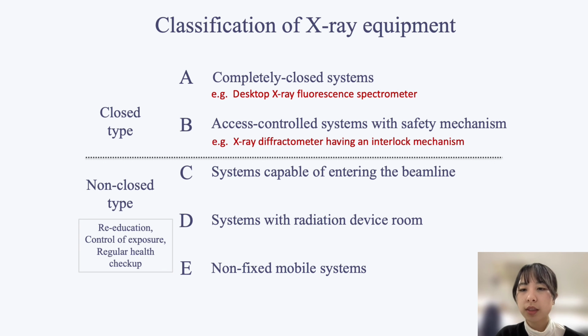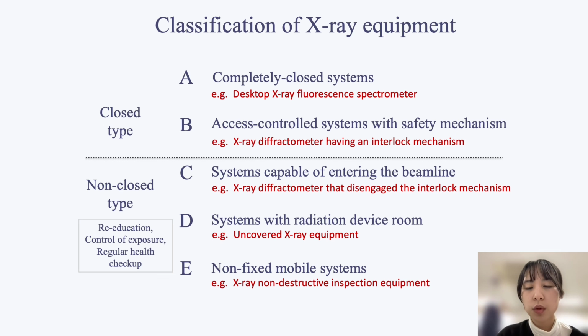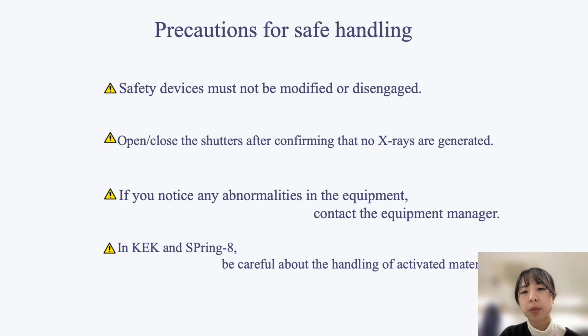A system with an interlock function is categorized as B, but if the interlock function is disengaged, it will become category 3, C. So please do not modify or disengage the safety device. Open or close the shutters after confirming that no X-rays are generated. At KEK and SPring-8, be careful about the handling of activated materials.